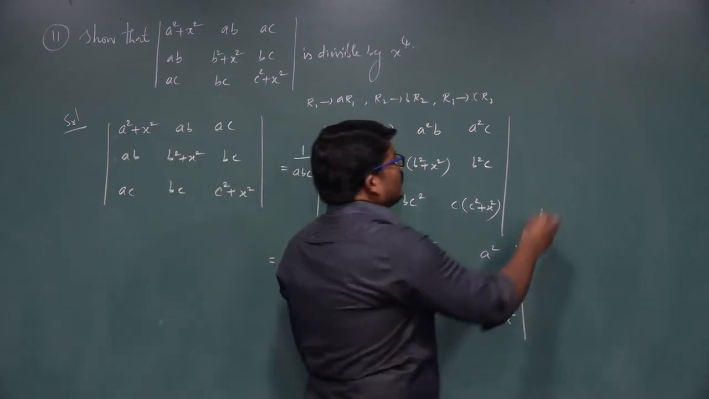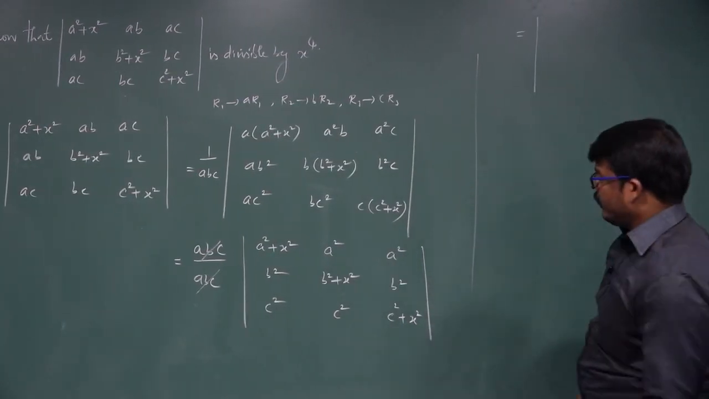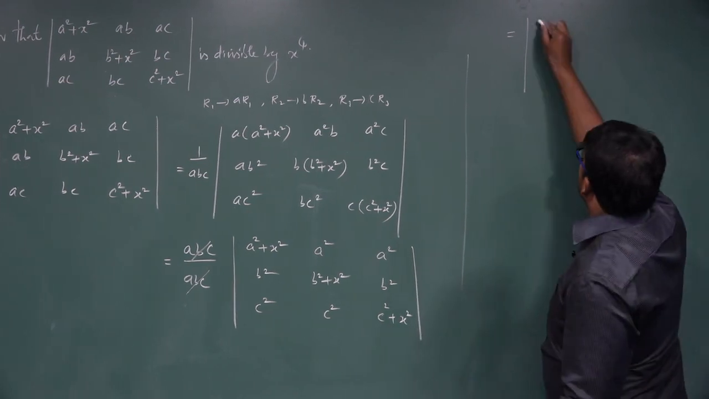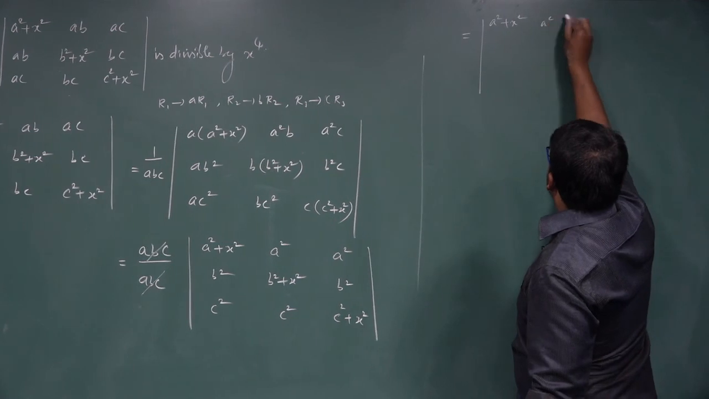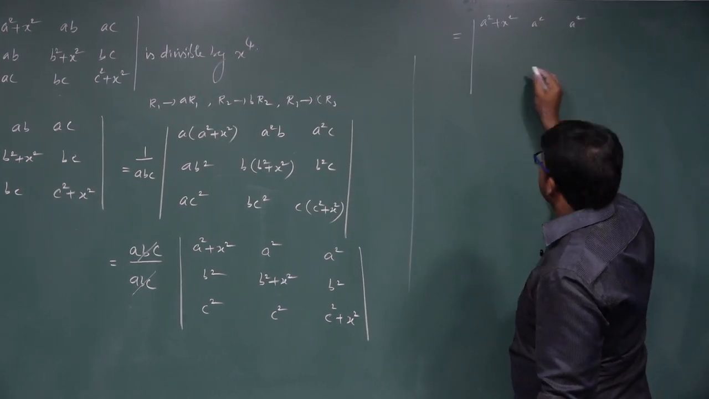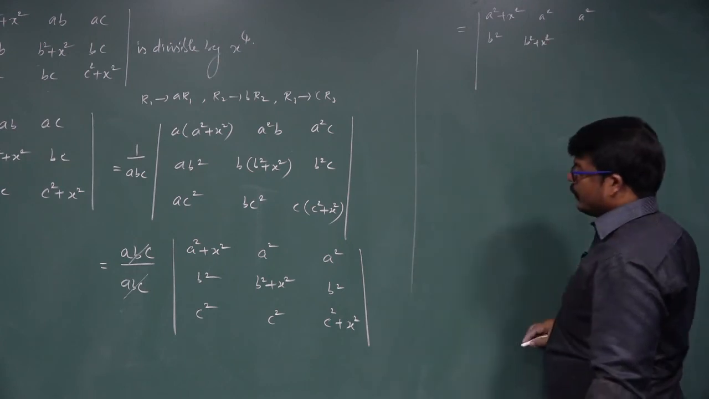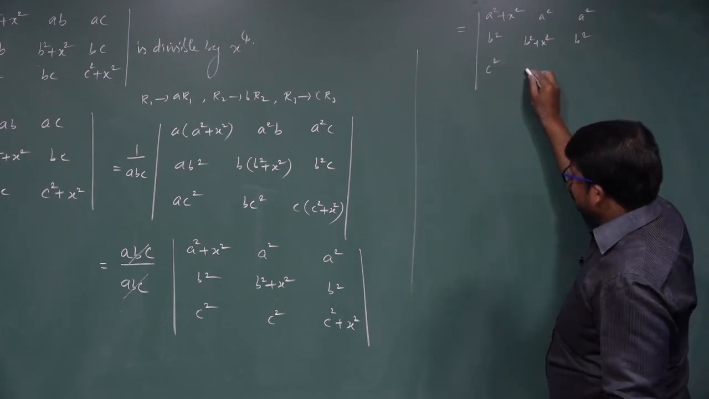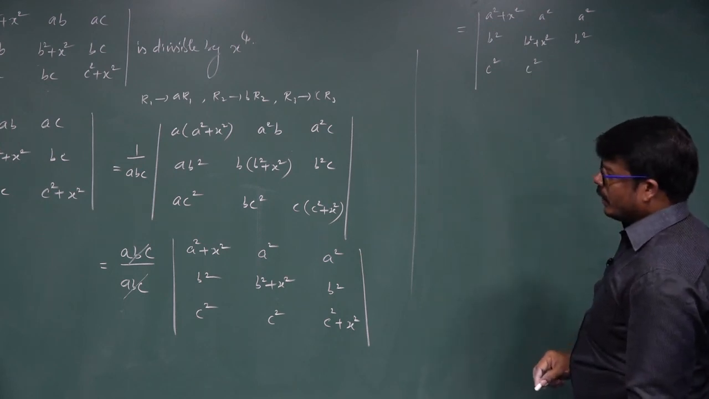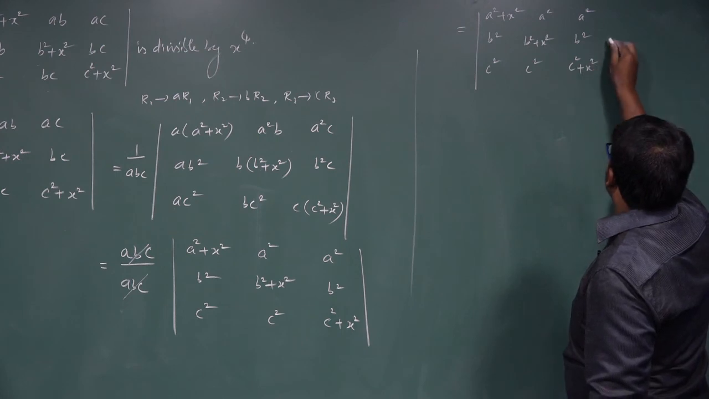Now ABC by ABC cancel. That is equal to the determinant of the remaining: a square plus x square, a square, a square; next b square plus x square, b square; and c square plus x square, c square plus x square.